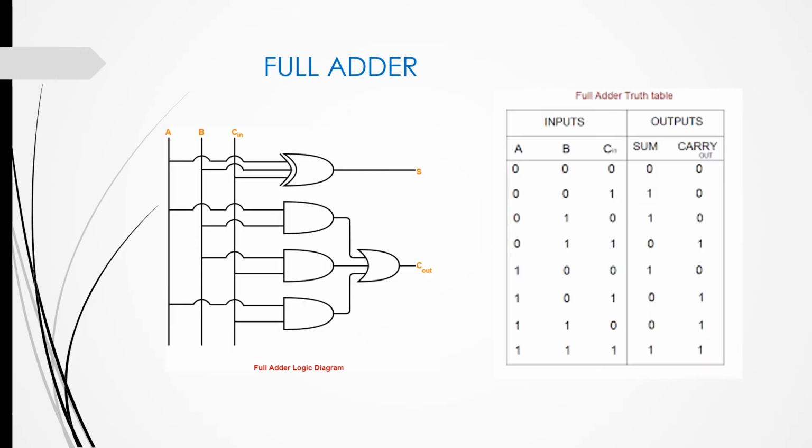Full adder can add 3 bits. So here you can see it can add A, B and carry input. There are 2 outputs, sum and carry. XOR gate is used for addition and AND gates and OR gate are used for carry output. So here you can see truth table of full adder.